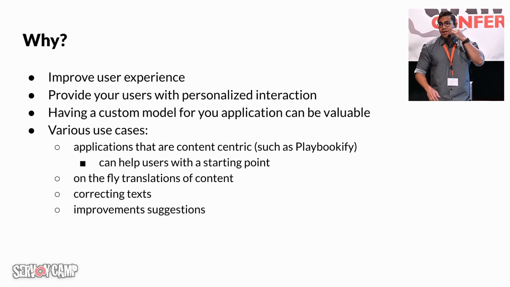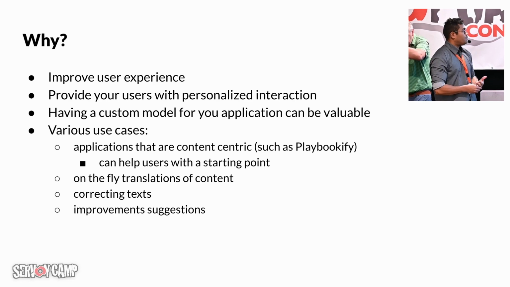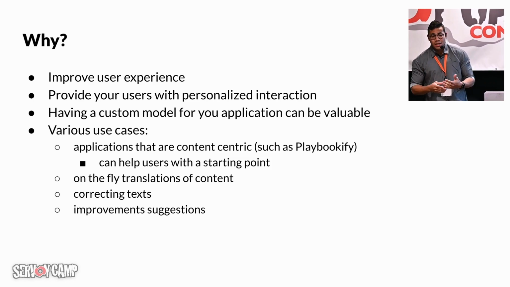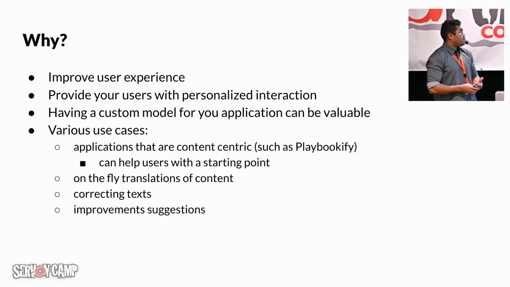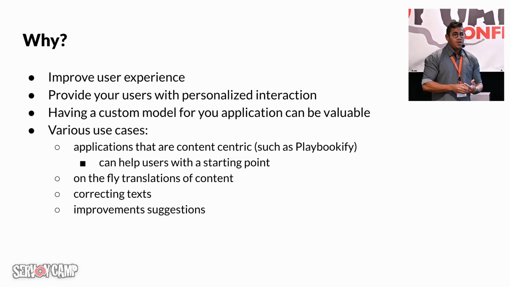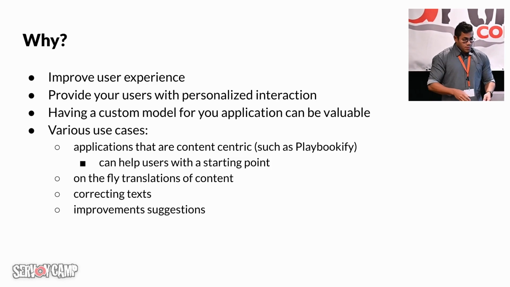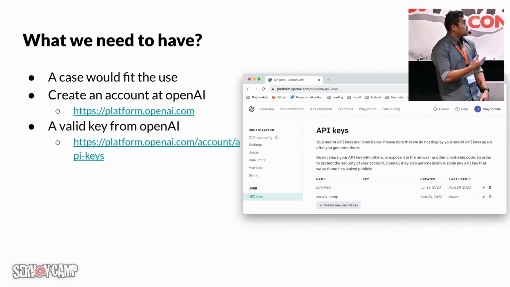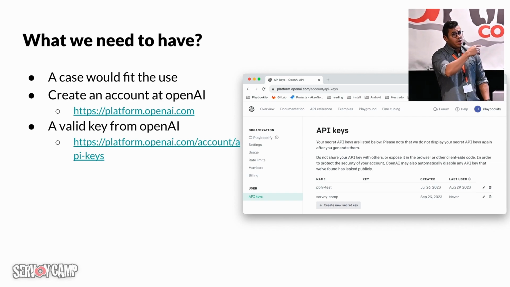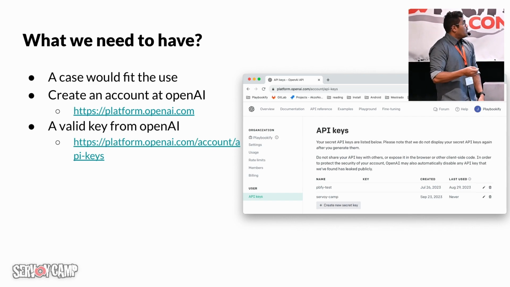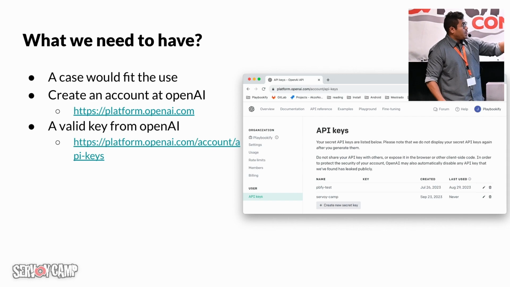Yeah. So first, I think everyone already understands why we need to use AI. We are in a new era now, and things are constantly changing, and AI seems like the thing now. You can use it in various cases, like Playbookify, for example, was one, and you probably have one good fit in your company to use it. So the first thing we need, of course, is a case that will fit, and you need to create an account in OpenAI. I put it in the slides, I'll share with you later. If you follow this, then you will be able to do it along with the code. And a valid key, and this is where you can create one.